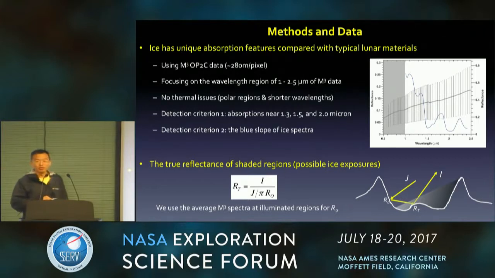We don't have to worry about thermal emission because this is near the pole, and also we are using shorter wavelengths because in this region M3 data has the highest signal to noise ratio.